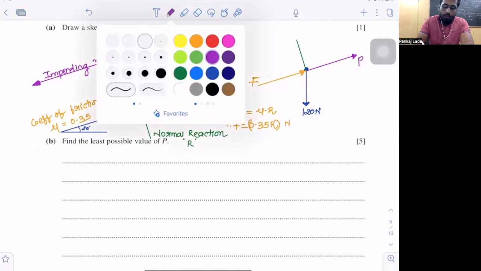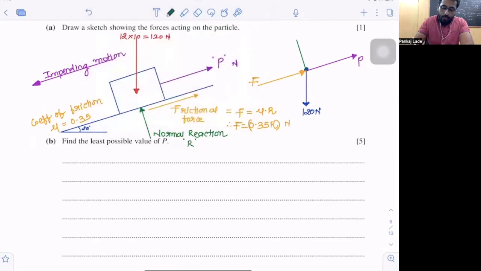The green colored force is the normal reaction, going up like this. You want to show the directions very properly, students. That's the normal reaction R. And you already know the inclinations. So the frictional force F and the force P are both inclined by an angle of 25 degrees. So you can also show the angle.